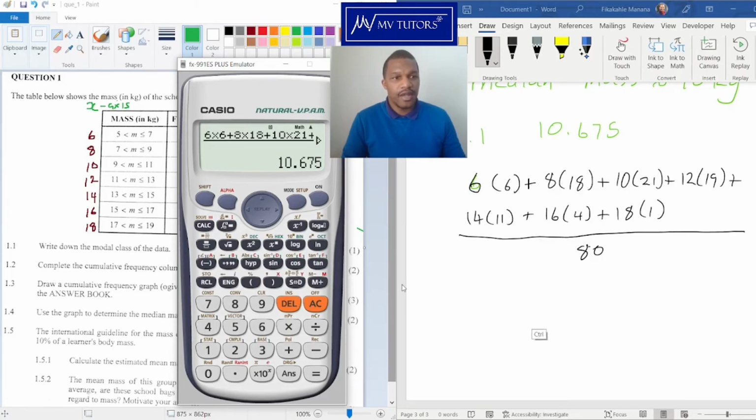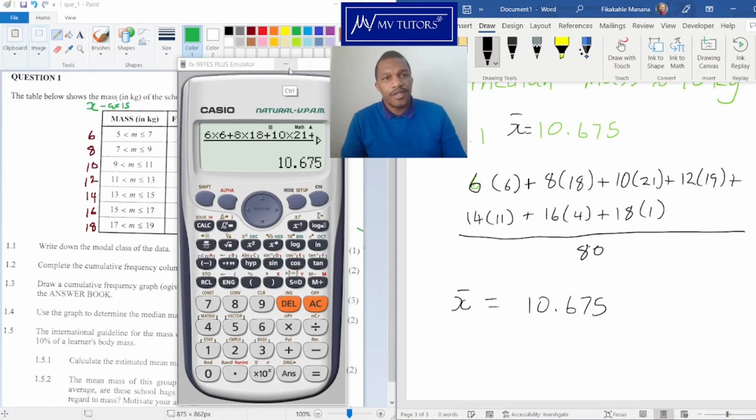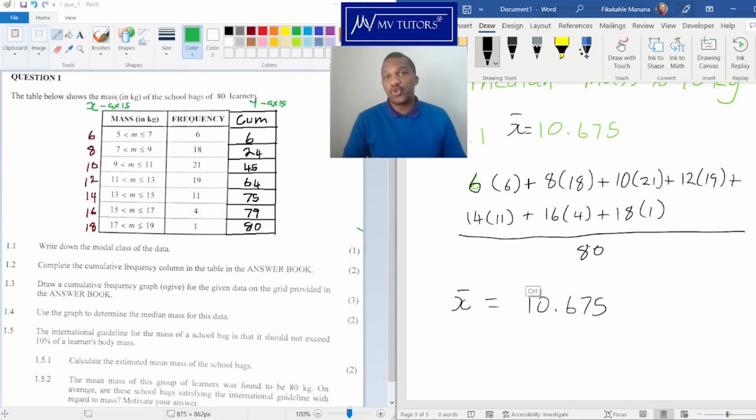10.675. See, it's the same number, 10.675. Same number, same answer. That's the mean. So there are 2 ways of doing it. You choose which one you like.